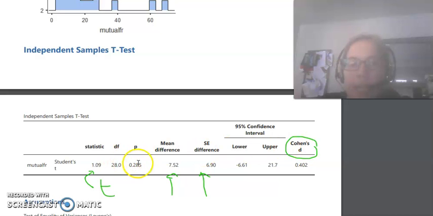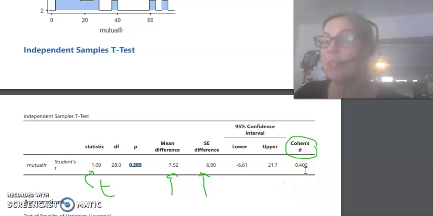For figuring out t, again, t equals 7.52 divided by 6.90, which equals 1.09. 1.09 is fail to reject the null because our p is greater than 0.05. Although we failed to reject the null, our Cohen's d is 0.4.